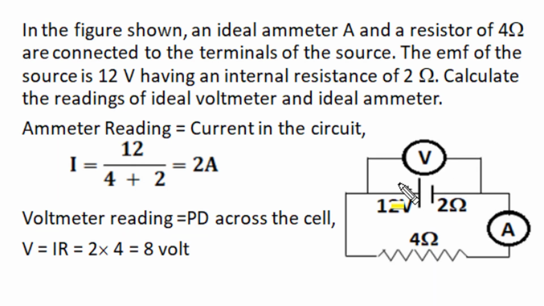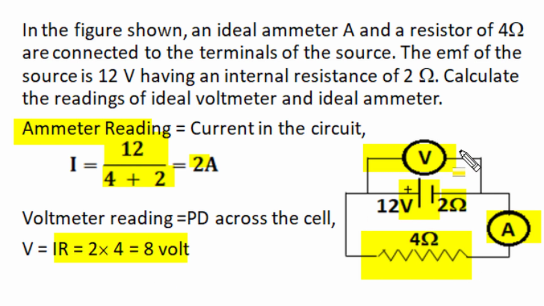A cell has a source EMF of 12 volt and internal resistance 2 ohm, and it is connected to an external resistance of 4 ohm with an ideal ammeter in series and an ideal voltmeter across the load terminal. We have to obtain the reading of both voltmeter and ammeter. So in this circuit, internal resistance and external resistance in series produce a resultant resistance of 6 ohm, and 12 volt across total resistance will produce 2 ampere current, and that becomes the ammeter reading. So the ammeter will read 2 ampere as load current in this circuit. Now 2 ampere in 4 ohm produces 8 volt, and that voltage is measured by this voltmeter.